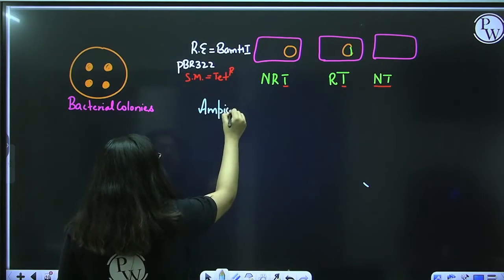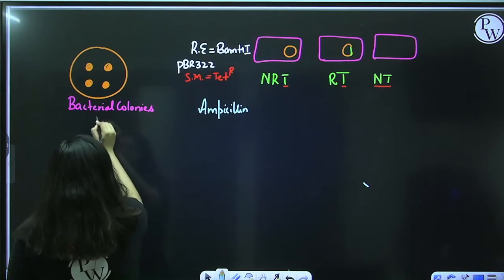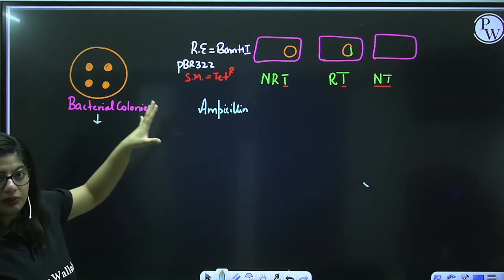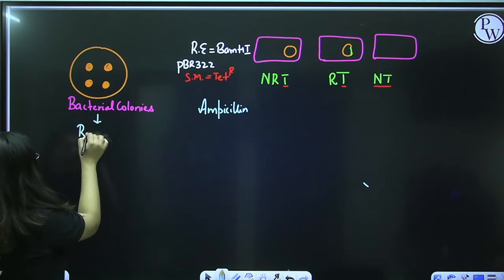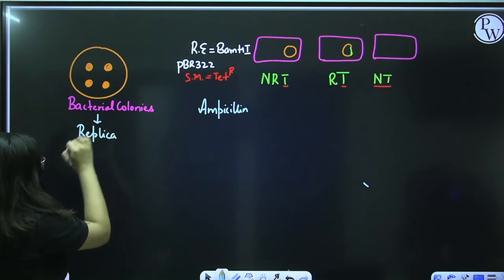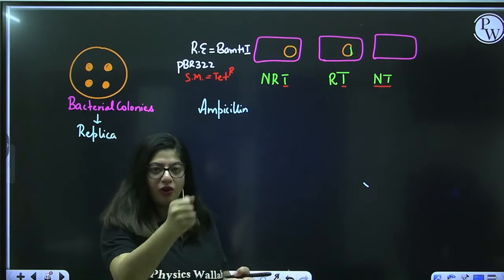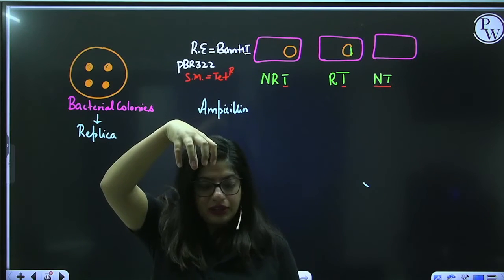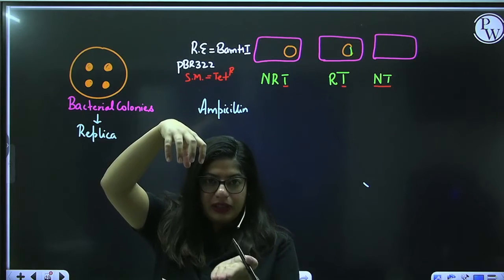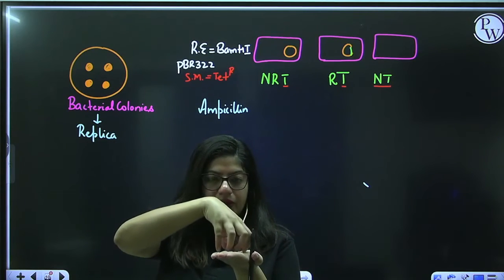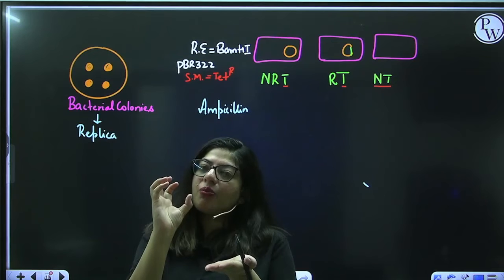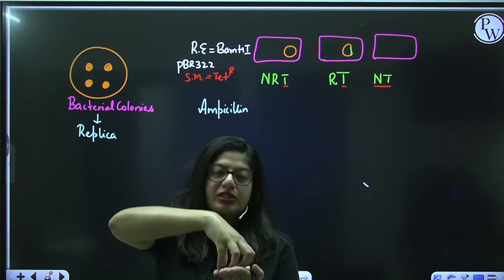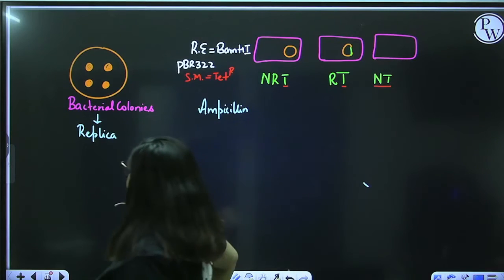So what we will do, how we will do it? We will take a replica of this. The plate which we have taken is a replica of the original plate, right? So how is the replica taken? Just like we put a stamp on a paper. We will take a wooden block, we will wrap a velvet cloth on it. For example, this is the original plate with bacterial colonies. We will put that stamp on that. Now on the stamp you will get the bacterial colonies, and now on a fresh plate you will put the stamp, right?